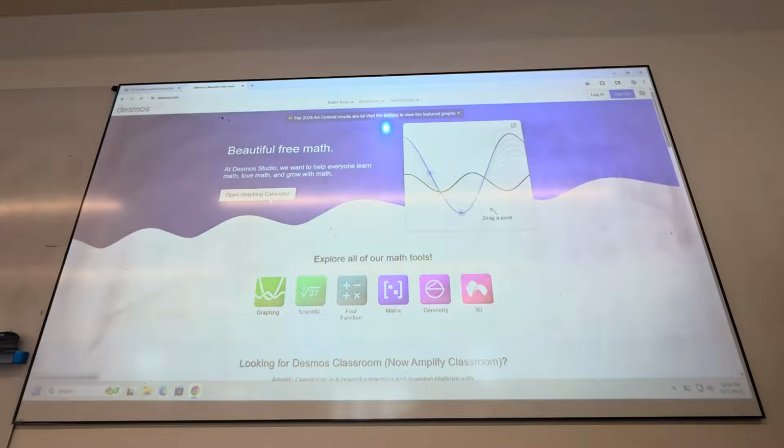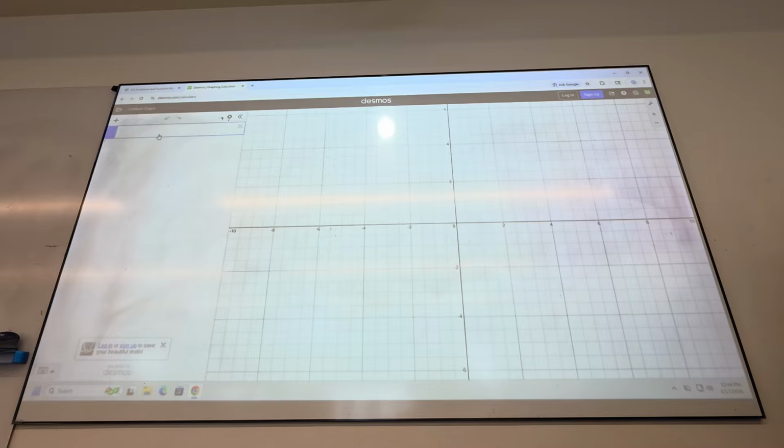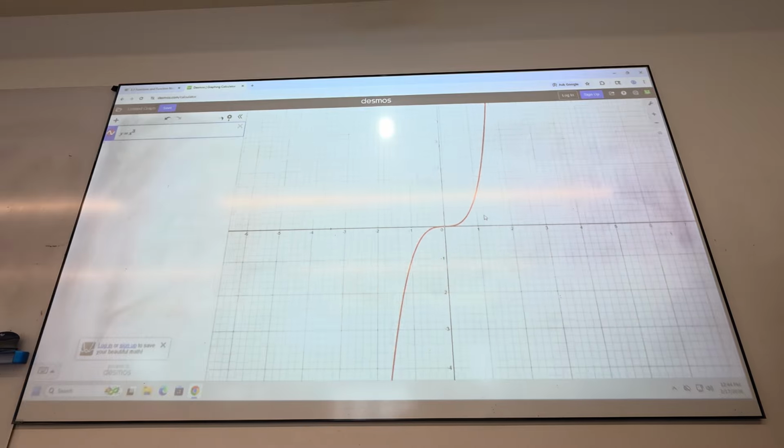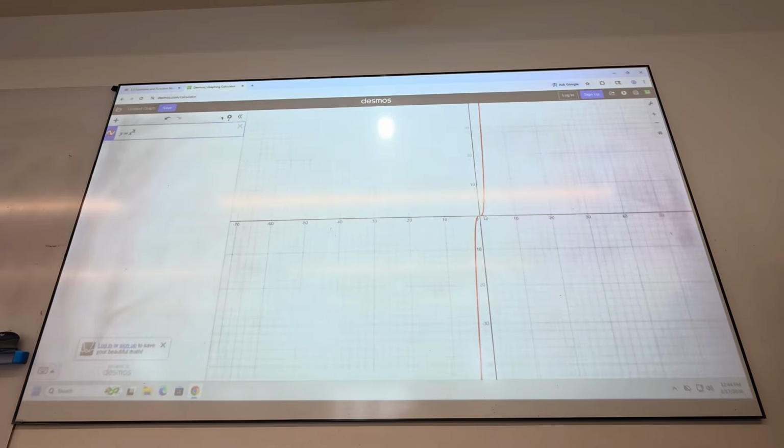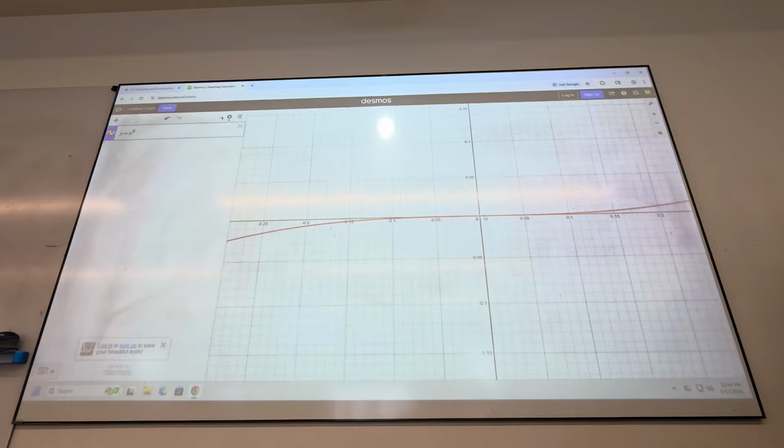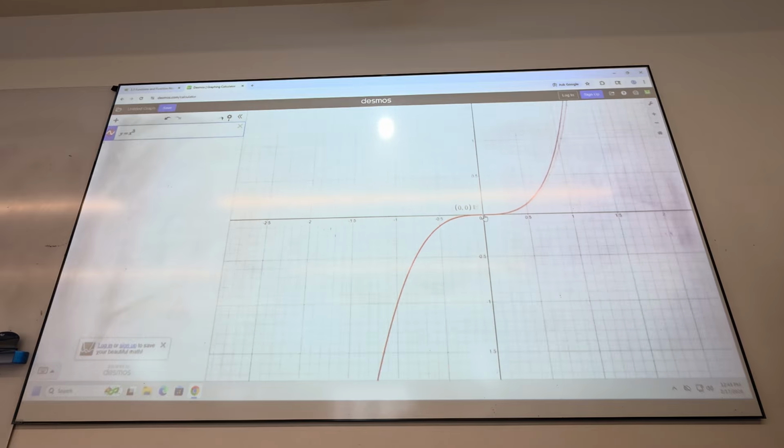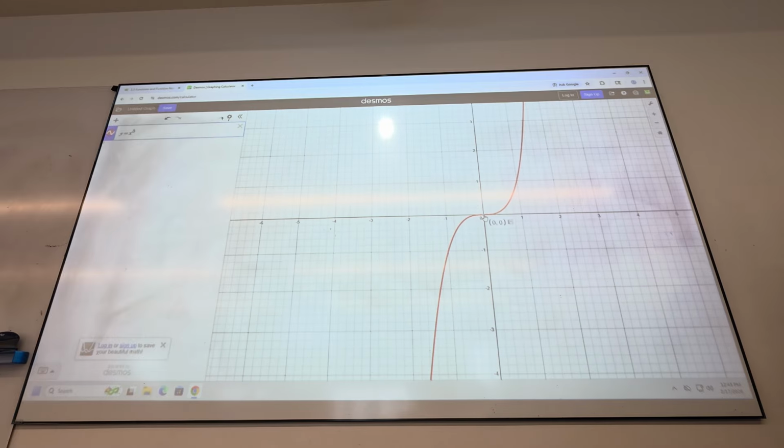Desmos kicks so much ass. Because if you type in y equals x to the third power, you could very easily just scroll and move around. Yes? Do you see what I'm saying? Maybe? Sort of?